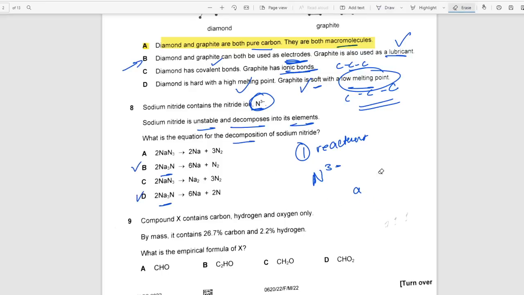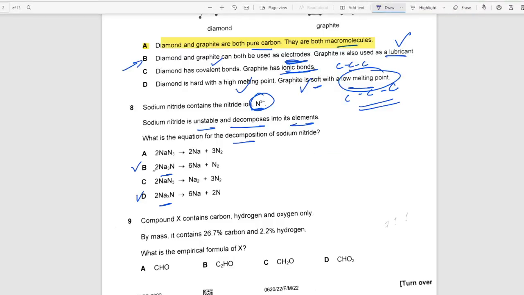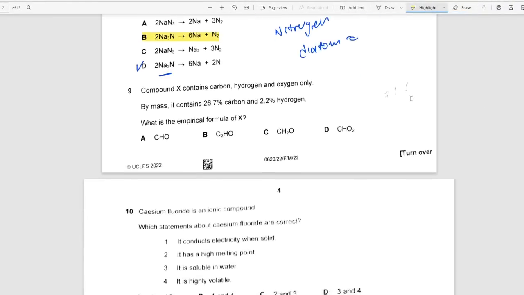Now maybe you don't know what the products are, but no worries, because we can look at the balancing. Here we have 6 sodium, here we have 6 sodium, so that's correct. But here we have 2 nitrogen in this form, and we know nitrogen is actually a diatomic molecule, and hence it cannot look like this. So hence the answer should be B, right? So the answer is B. Move on to the next question.